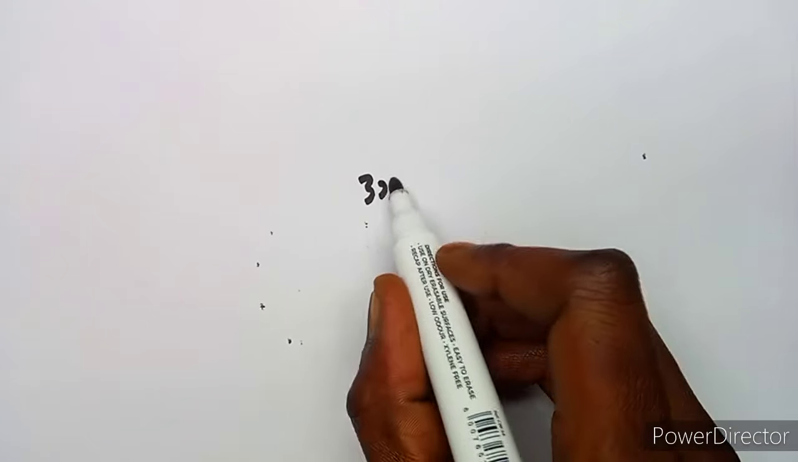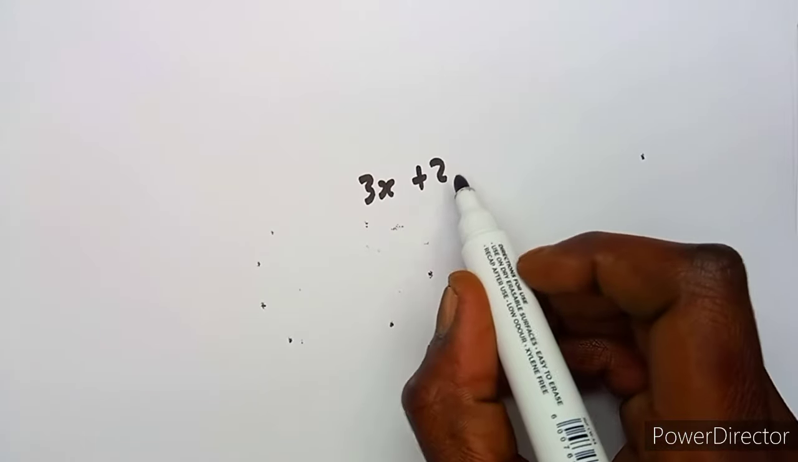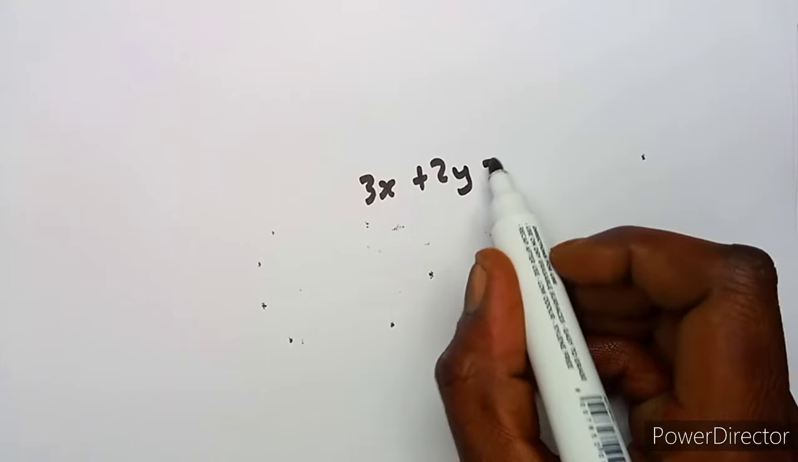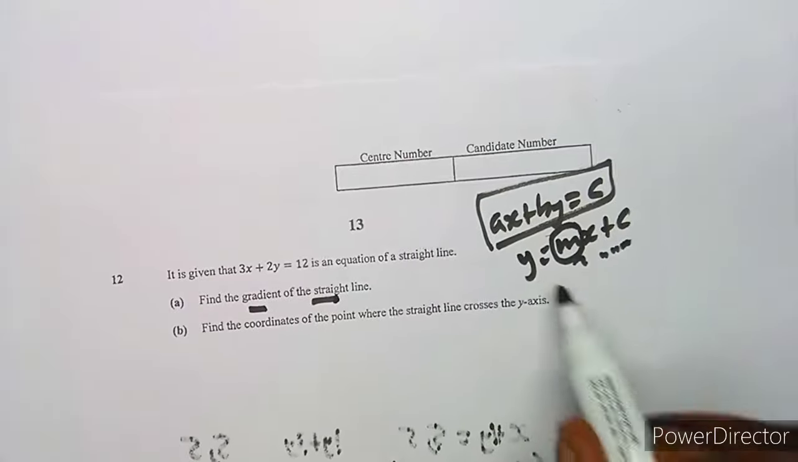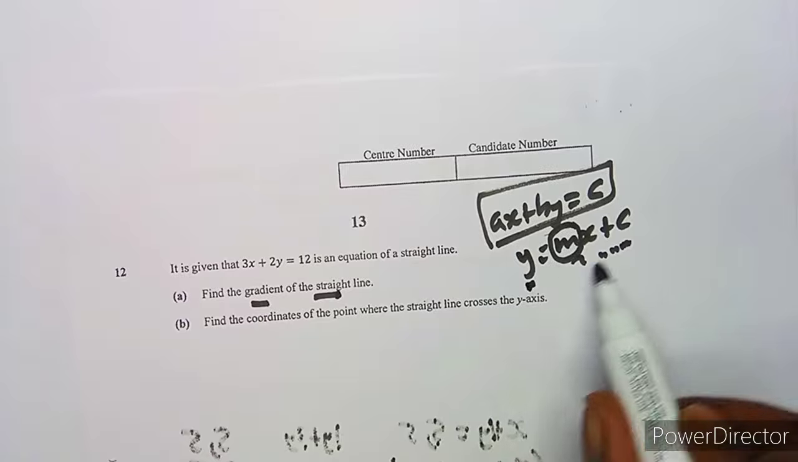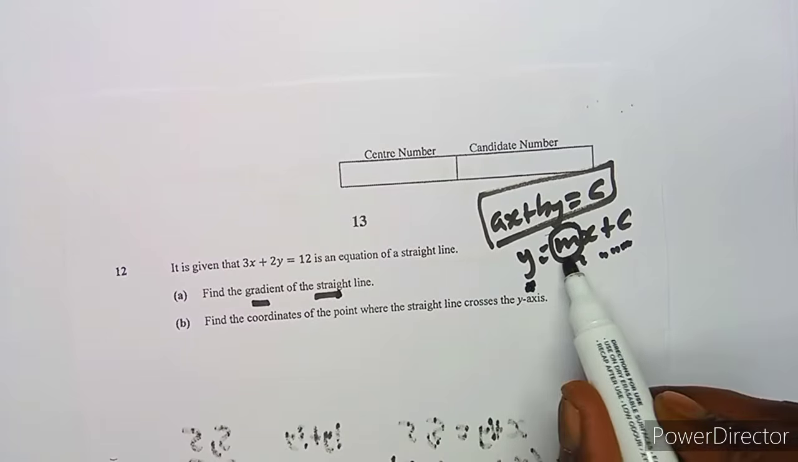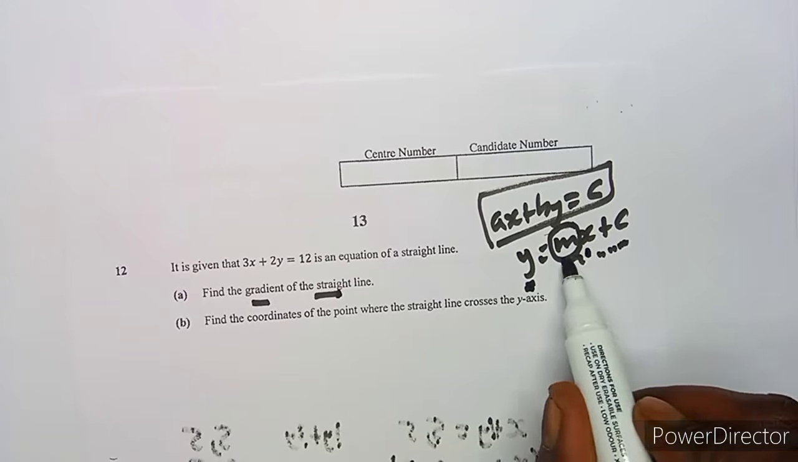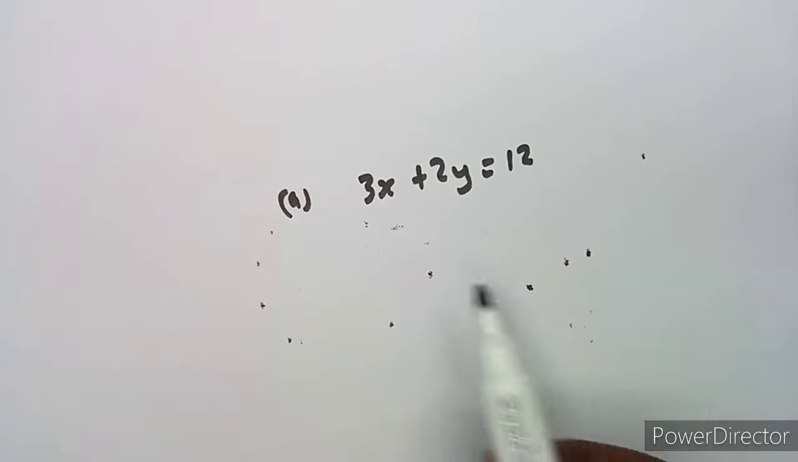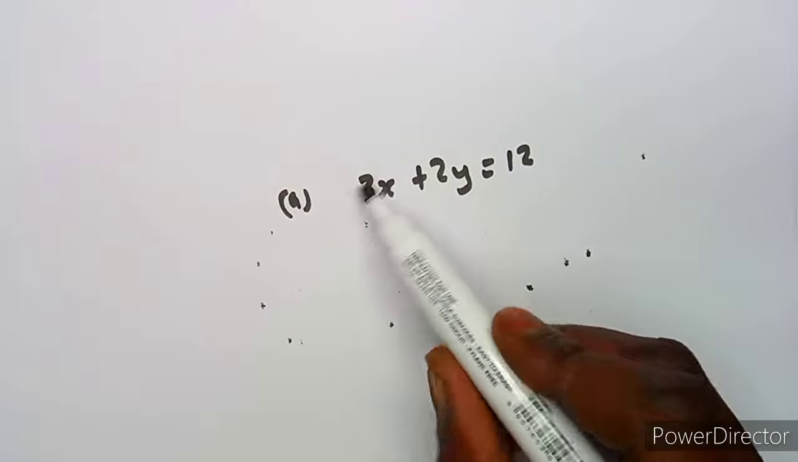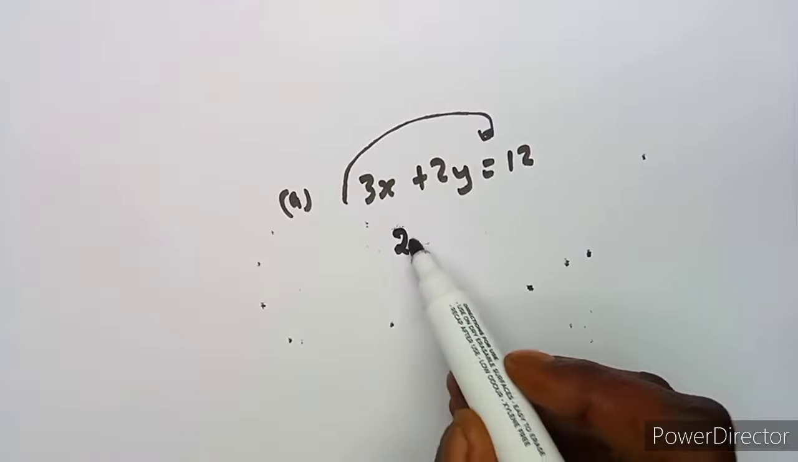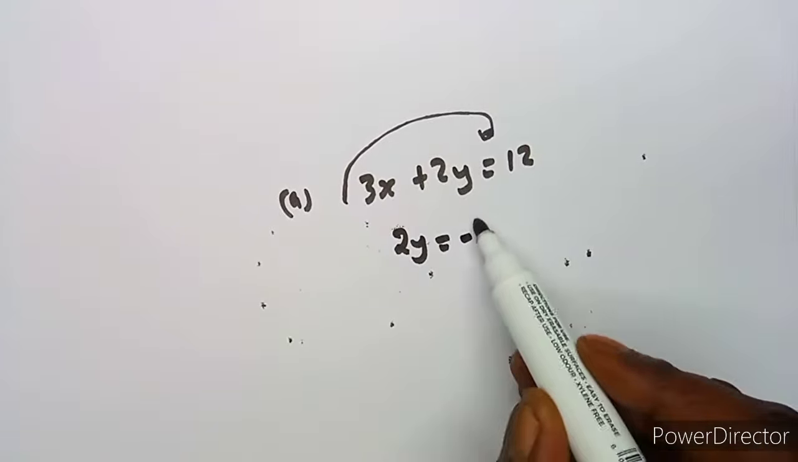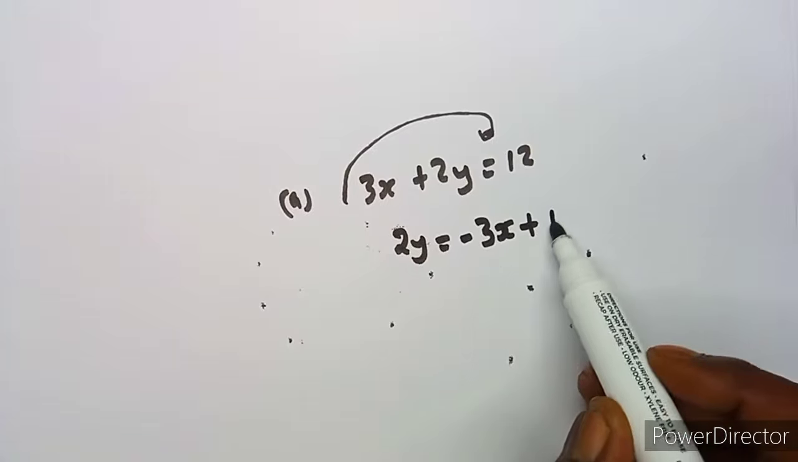So we've got 3x plus 2y, not 12y, which is equal to 12. All right, so we said we are going to make y the subject. That is simple. Make y the subject. Then the value that is going to affect x is your gradient. So let us make y the subject. I have to transpose this to the other side of the equation, so it's going to be a negative. So 2y is going to be negative 3x plus 12.